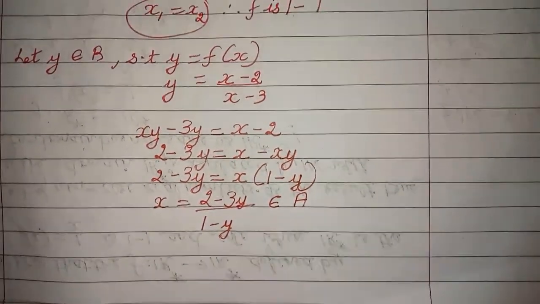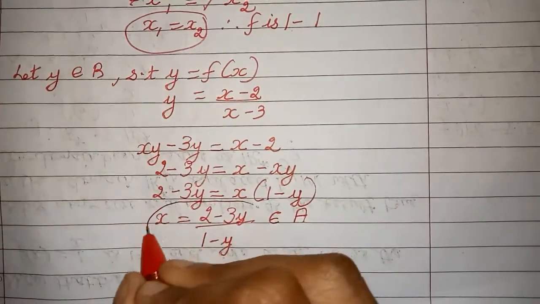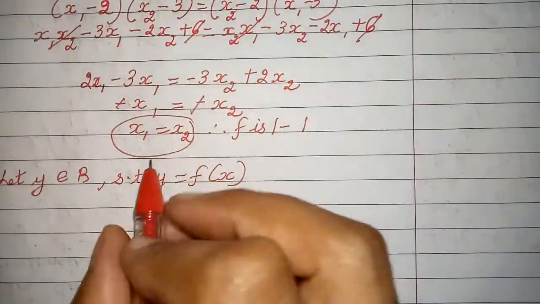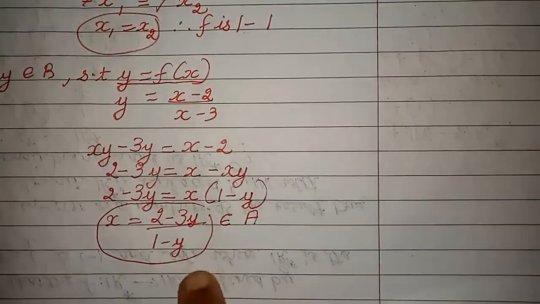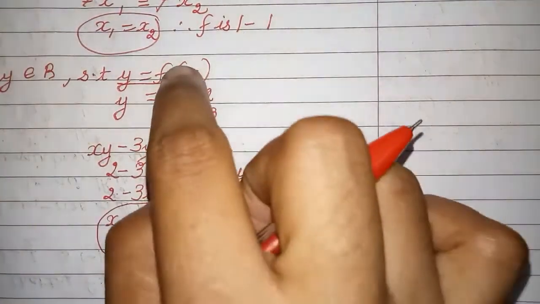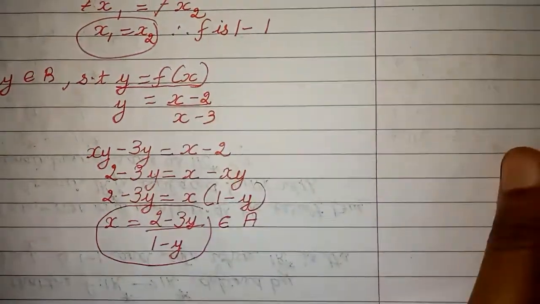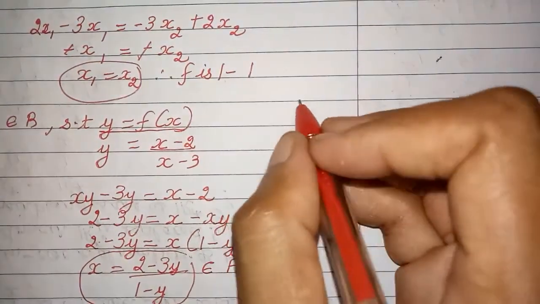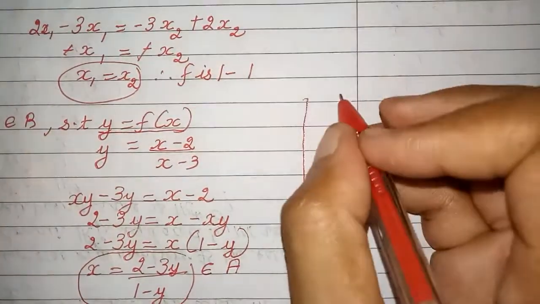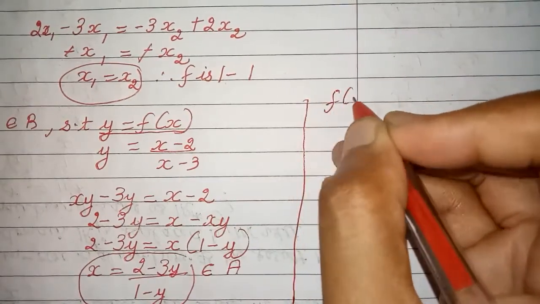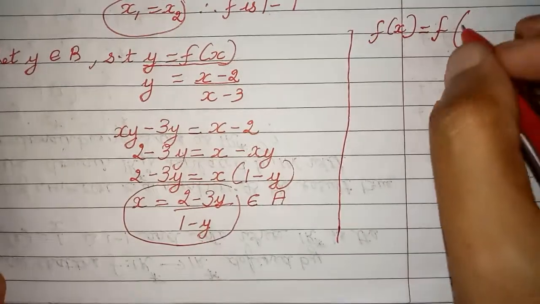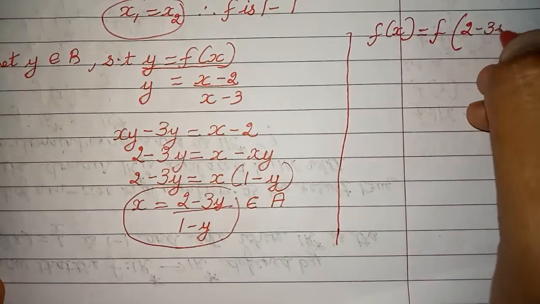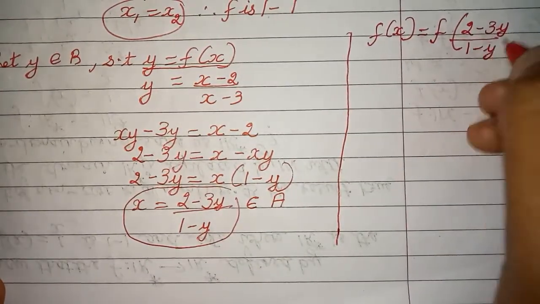Now one more thing you have to check is, I have told you not only do you have to find a pre-image, you have to prove this condition also, y equal to f of x. Okay, so I'm going to put this pre-image and check whether y is equal to f of x. So let me do it side by side here. So you have f of x, and what have you got x as? (2 minus 3y) upon (1 minus y).